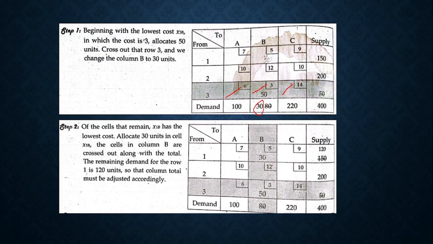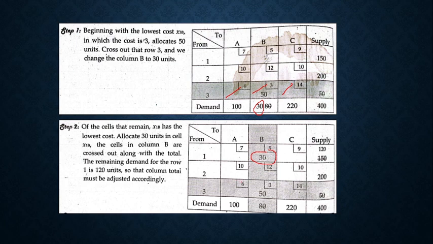Dili na to ma-minimize, 'di ba, ang product or ang kwarta dito ma-minimize ang kwarta. So, allocate or plug in 30 units in X sub 1B. And meron, 'di ba, meron supply si warehouse 1. Meron siyang supply which are 150 units. So 150 minus 30 units, that would be 120 na lang.